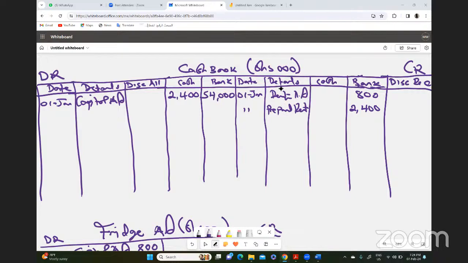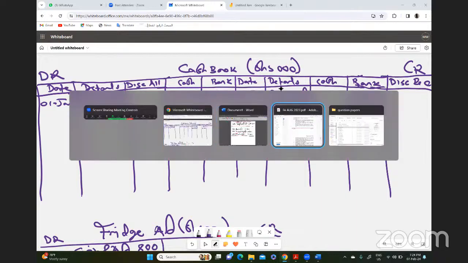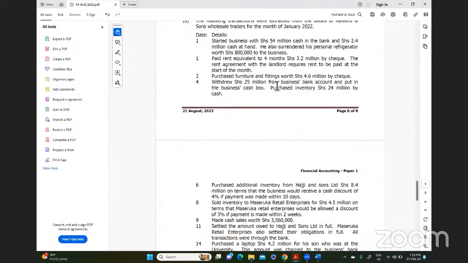All right. So the other transaction is we are purchasing furniture and fittings, 4.6 by check.